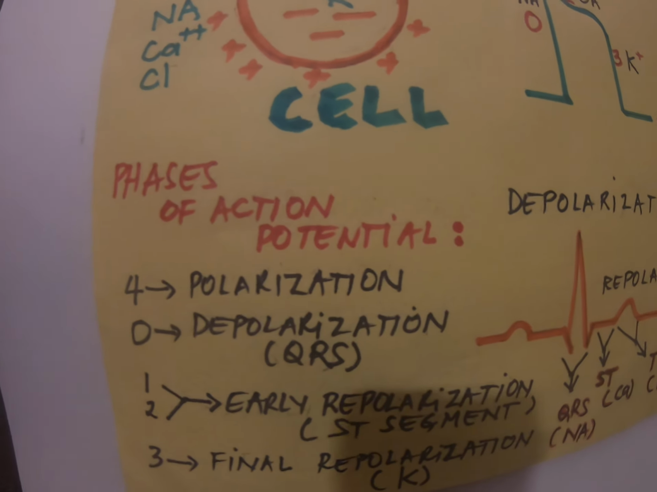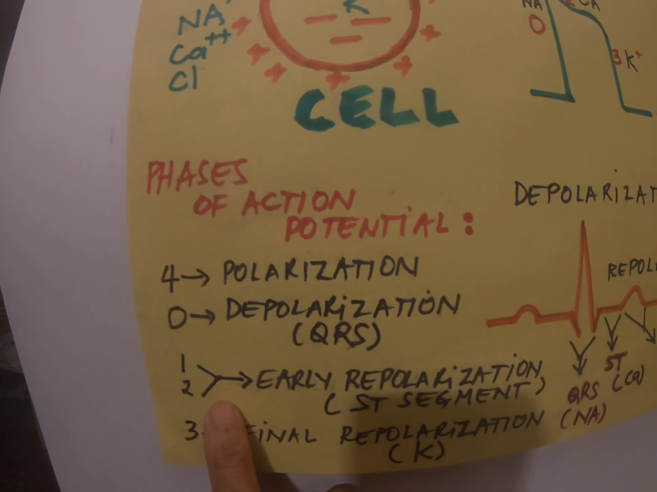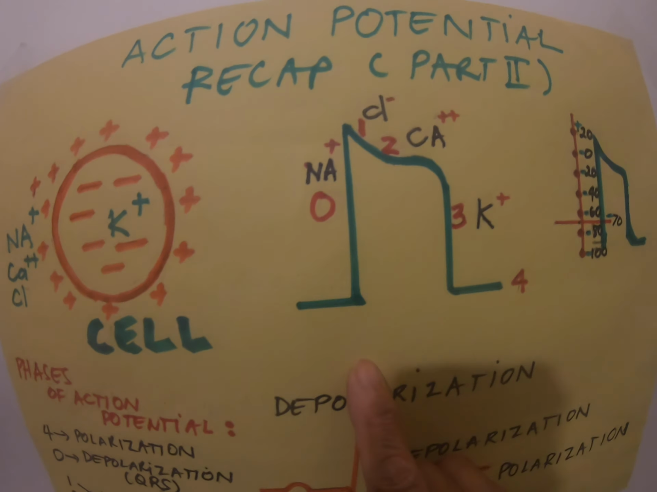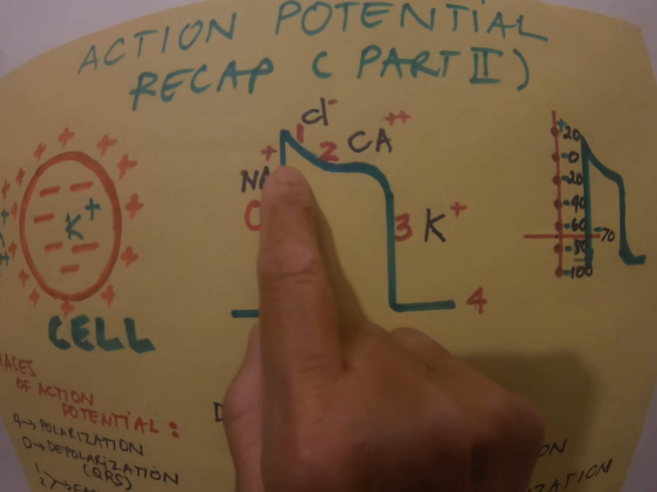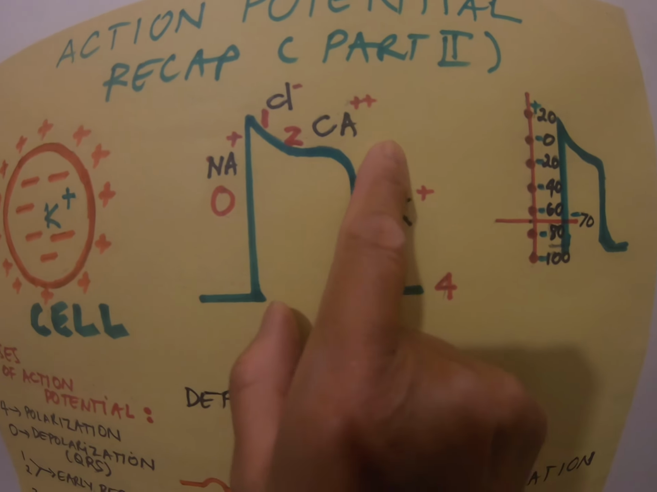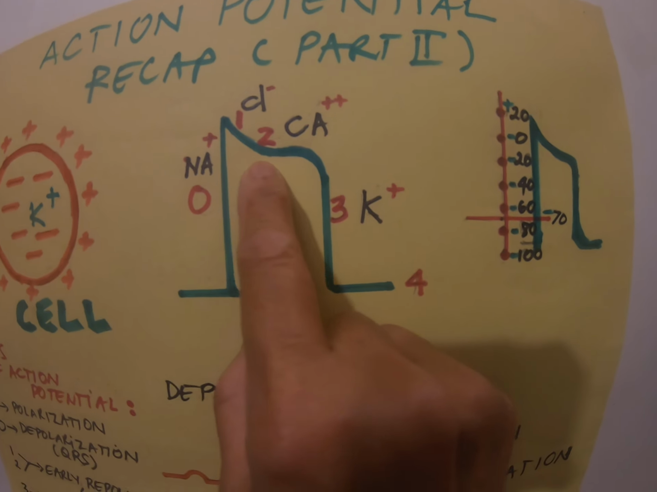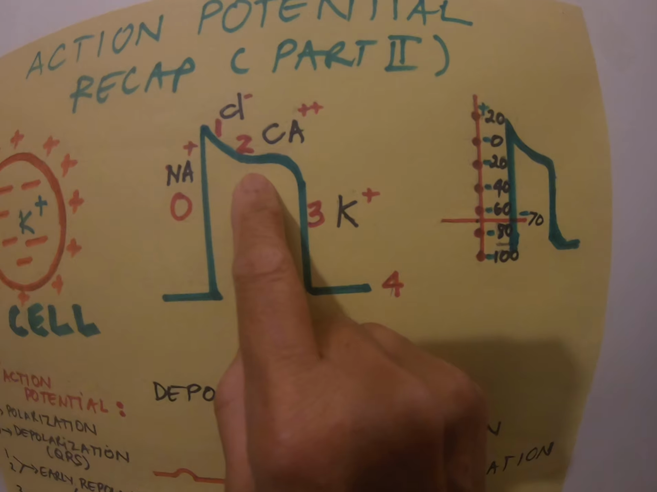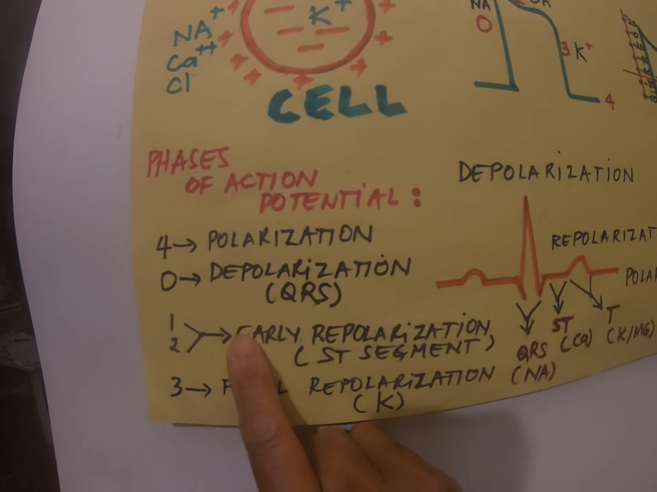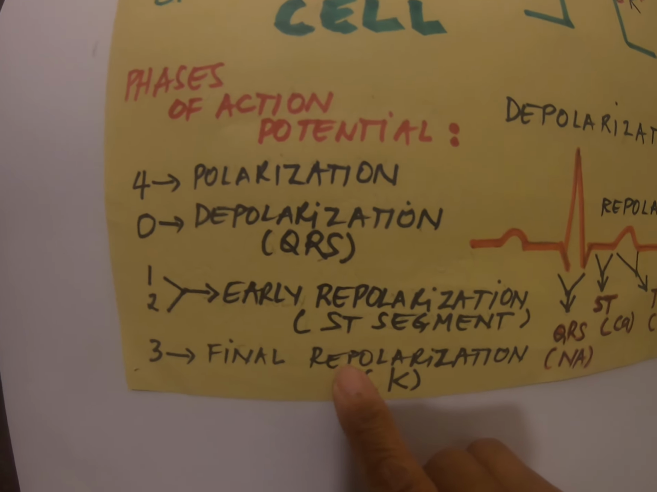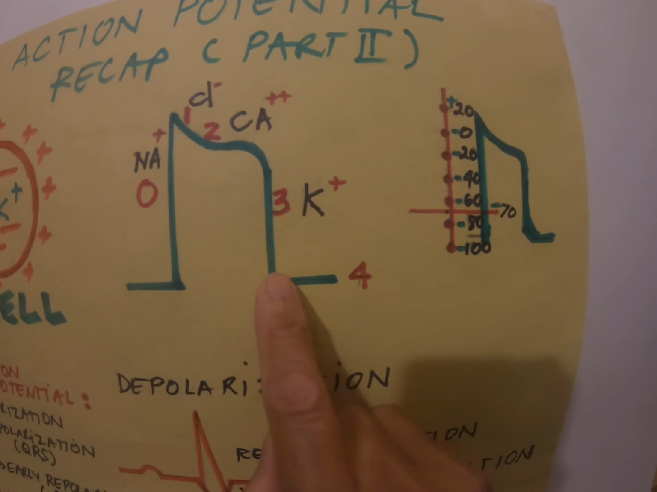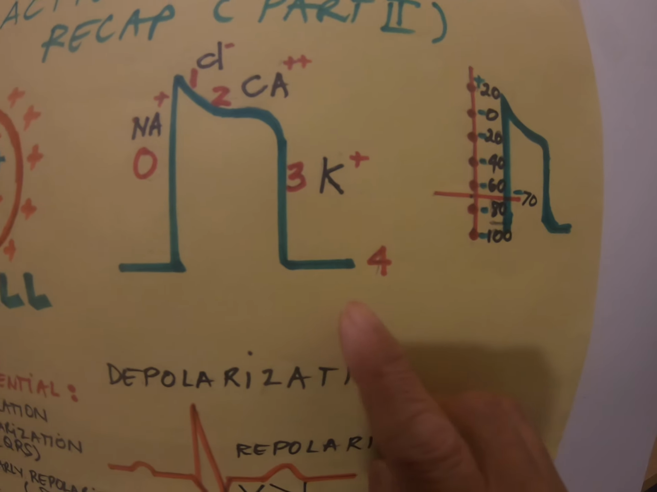Then we also have 1 and 2. That is the early repolarization, and that is the ST segment on the ECG. If we look up here at the action potential, 1 and 2 is the early repolarization, way up here. Actually, since these are all electrical stimulation, if you talk about mechanical, that is the contractility side of the heart, but I will explain below when we get to the picture of the ECG. And then number 3 is the final repolarization. That is potassium coming out, and then it goes back again.